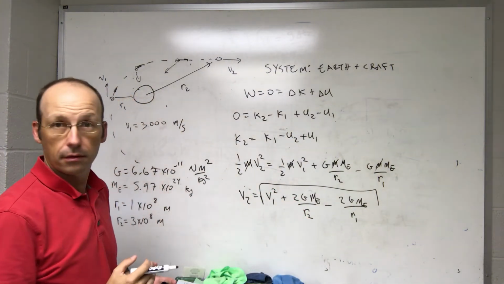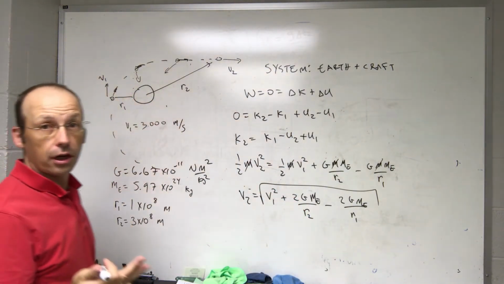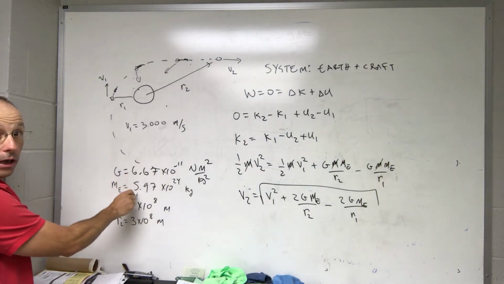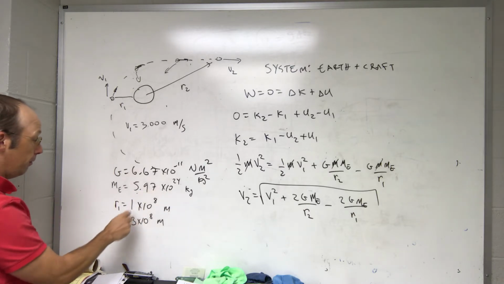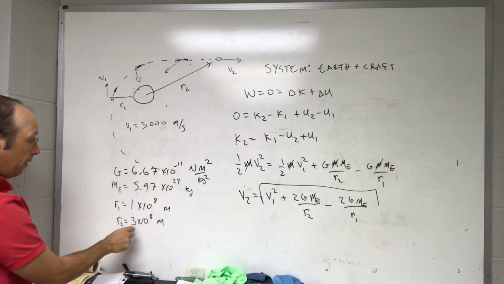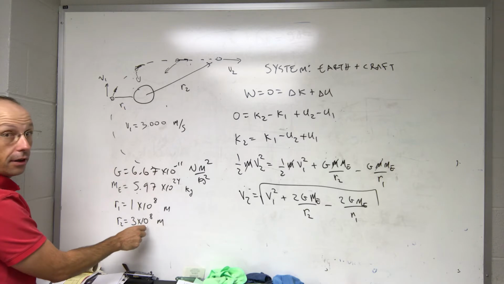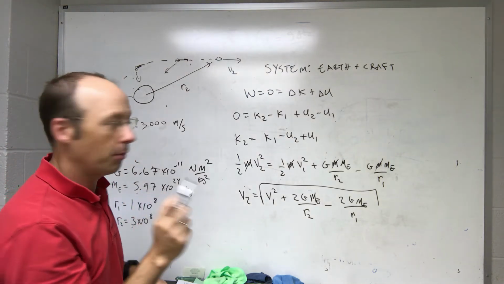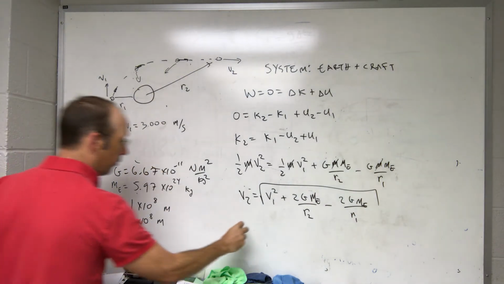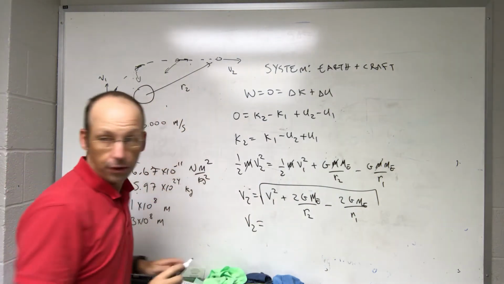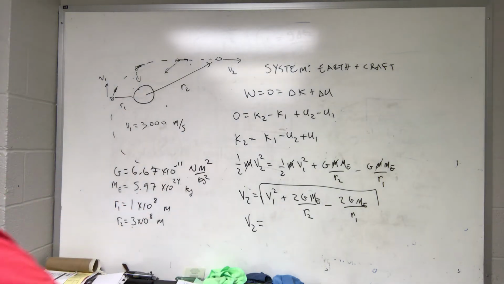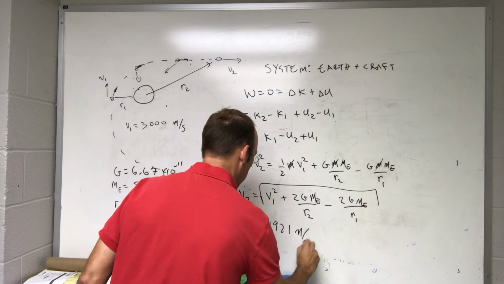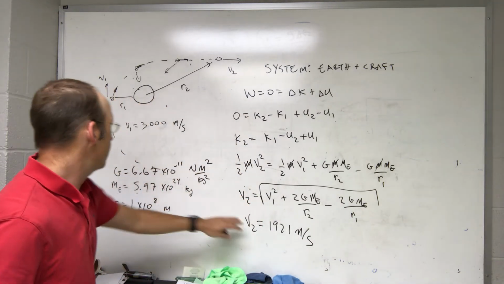And then that's it. Just so you can check your numbers, I picked the mass of the Earth, 5.97 times 10 to the 24th kilograms. R1 is 1 times 10 to the 8th. R2 is 3 times 10 to the 8th. And V1, actually, the first number I picked was wrong, I'll tell you why. V1 was 3,000. When I do that, I get V2 equals, and you can check me on this one, 1921 meters per second. The important thing is this is slower than that.